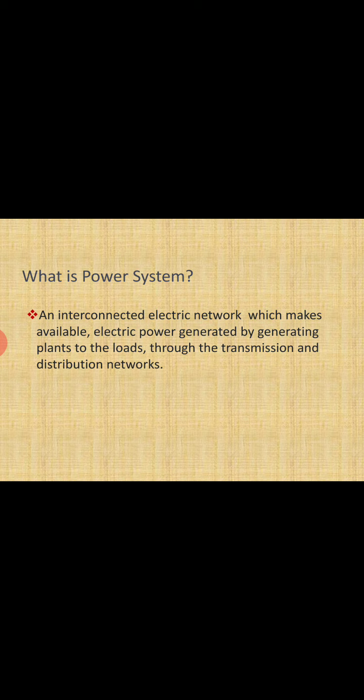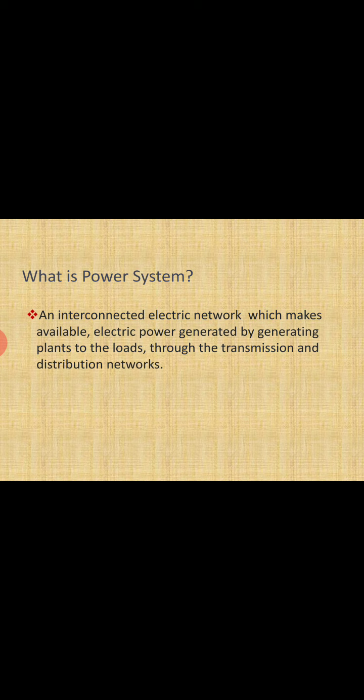What is a power system? You come across these things in many subjects like power generation, transmission, distribution. An interconnected electric network which makes available electric power generated by the generating plants to the load through the transmission and distribution networks. As you know, power is generated at the generating stations, usually located at remote places.